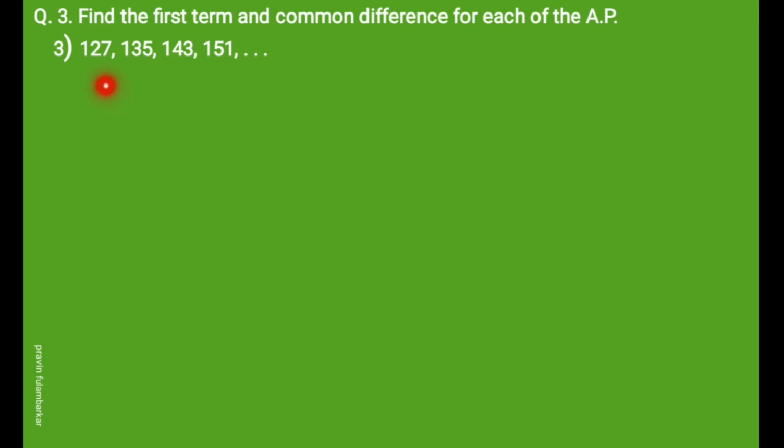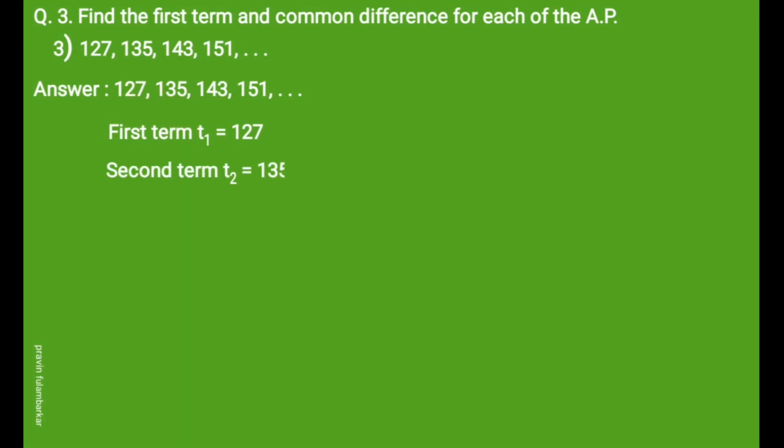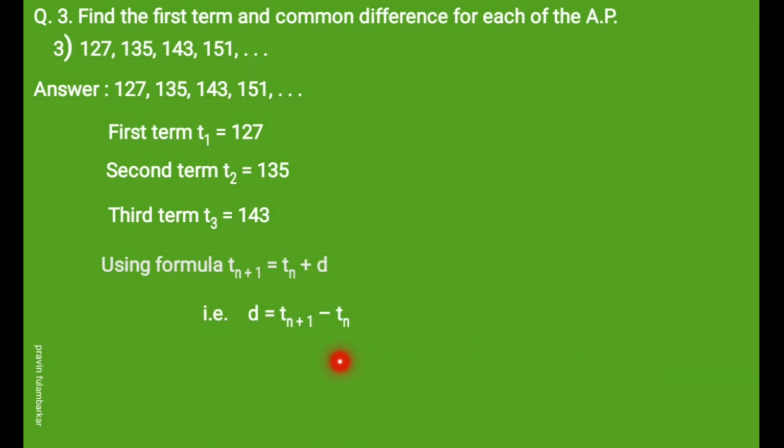Now see the third sub question. Values are 127, 135, 143, 151. First we write the given arithmetic progression, then the first term t1 equals 127, second term 135, third term 143. Now we use the formula tn plus 1 equals tn plus d. So we write d equals tn plus 1 minus tn. Now we have to find the common difference, so we use t2 and t1. So d equals t2 minus t1.